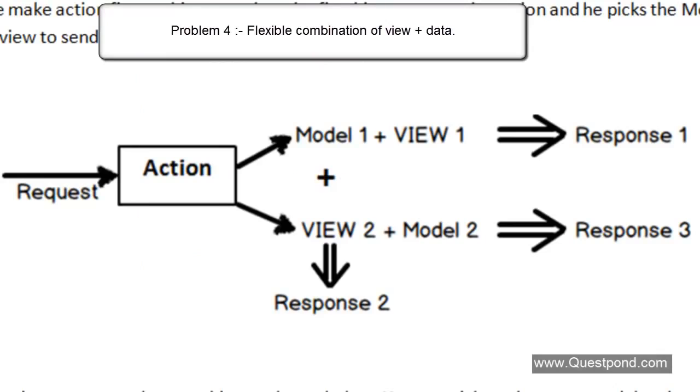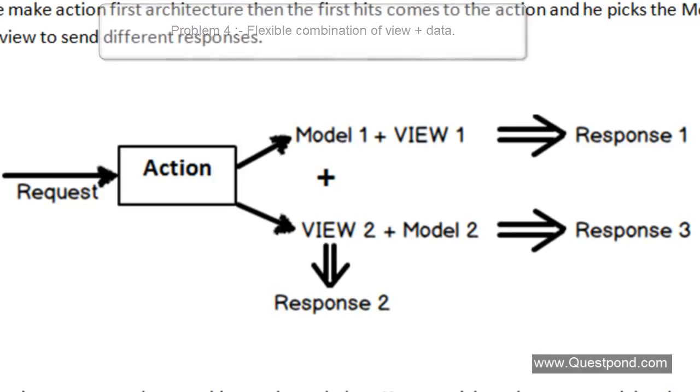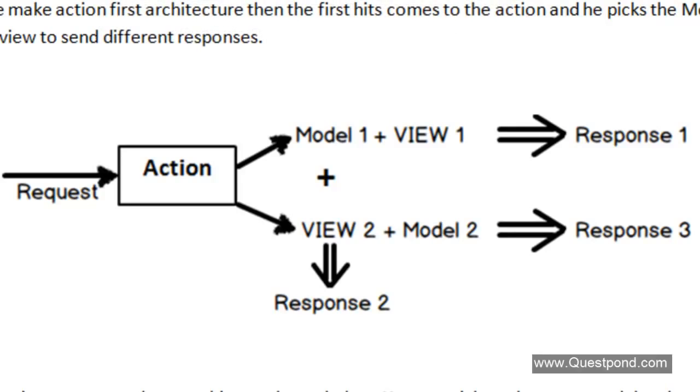Problem number 4, flexible combination of view and data. Now when an end user sends a request to a website, the response the end user gets is nothing but a combination of view, that means some kind of HTML or structure, and data which comes from a model or a business layer. Now web form is a view-first architecture, so already the view has been decided, right? But in case of MVC, because the first hit comes to the action, he can always go and pick up any kind of model, attach it with the view and give a different response type. So that flexibility of combining the data with the view is possible with MVC, but it is not possible with a web form.